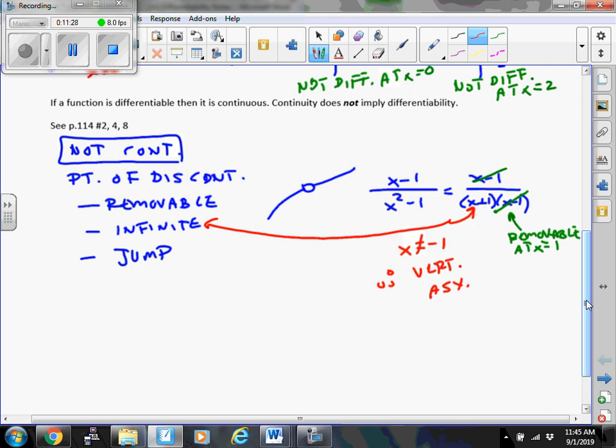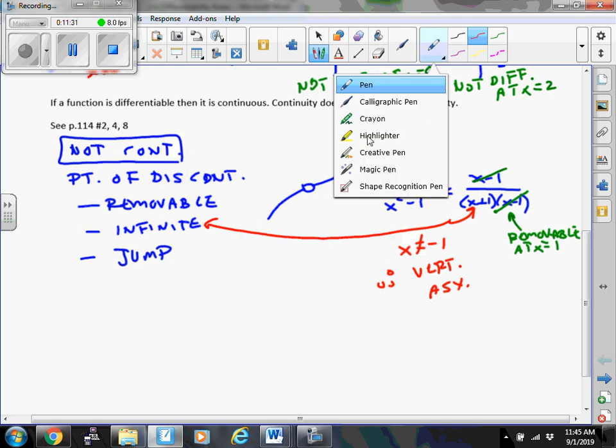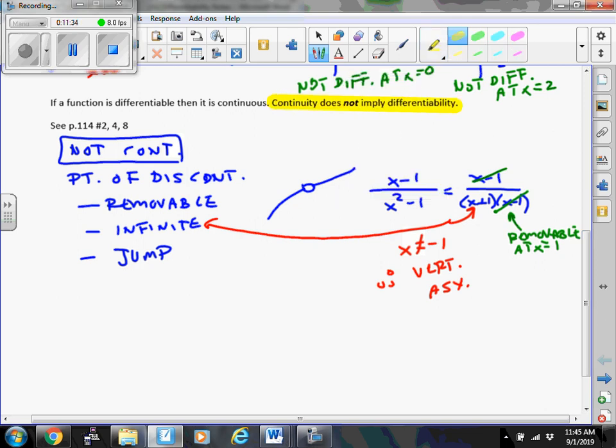One thing you can't say, and I'm going to highlight this, is you cannot say because it's continuous, it's differentiable. Okay? Just because something's continuous does not mean it's differentiable. Now, the other way around does work. If I say something's differentiable, then it has to be continuous. Because one of the reasons it's not differentiable is continuity. So continuous does not imply differentiability, but differentiable does imply continuity. Okay, the last one is jump, and we'll see illustrations in examples 2, 4, and 8, especially 8.